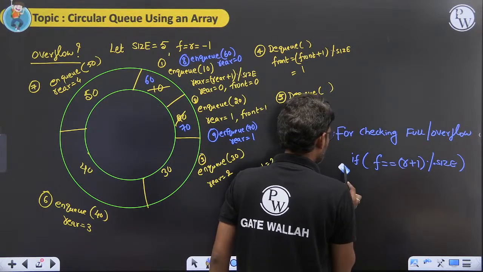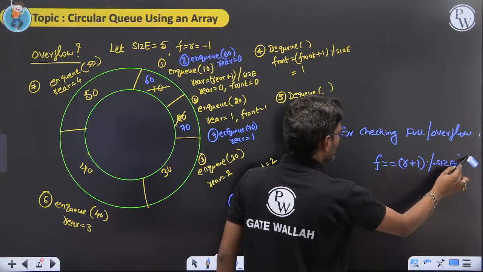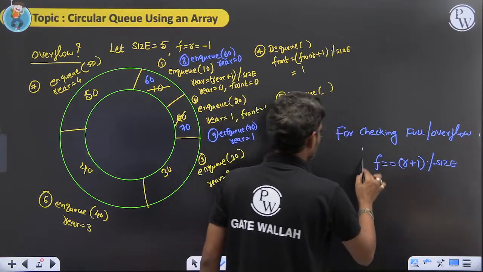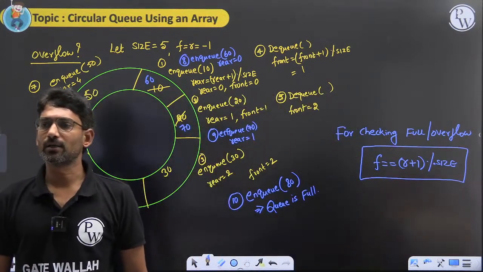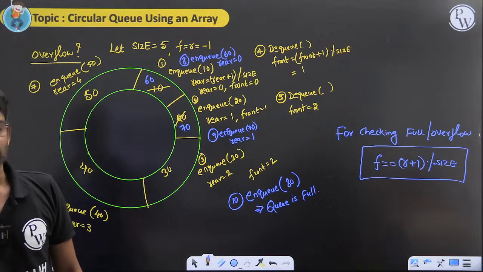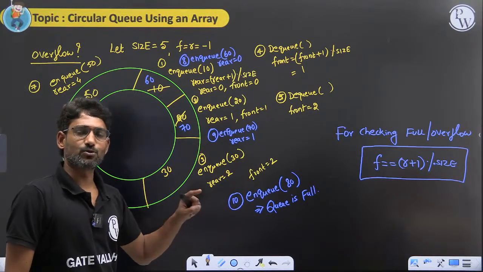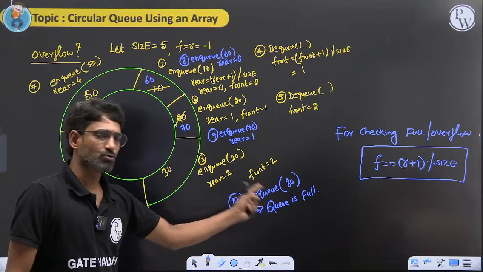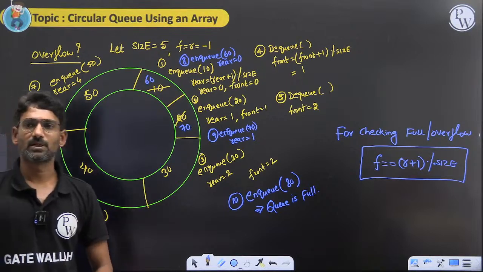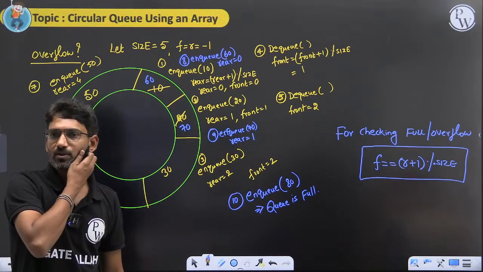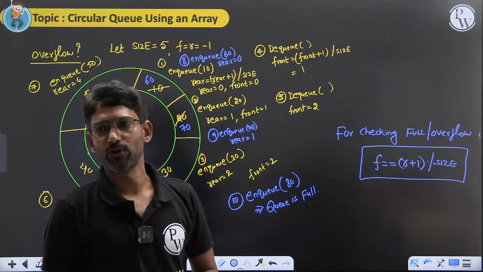that indicates the circular queue is full. Because now 1 plus 1 is 2, 2 mod 5 is 2, and front is 2. So now you can say yes, the queue is full. That is correct. Everyone understood how I have to check whether the circular queue is full or not?